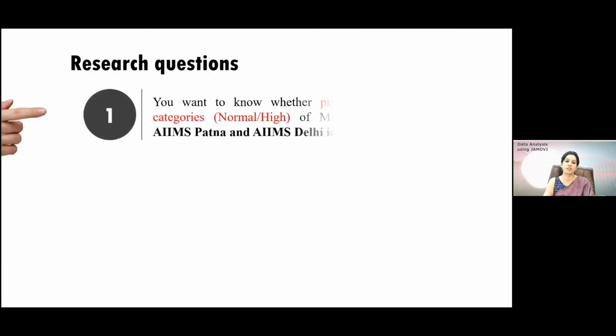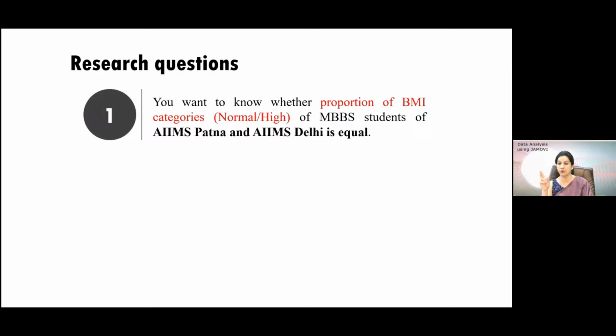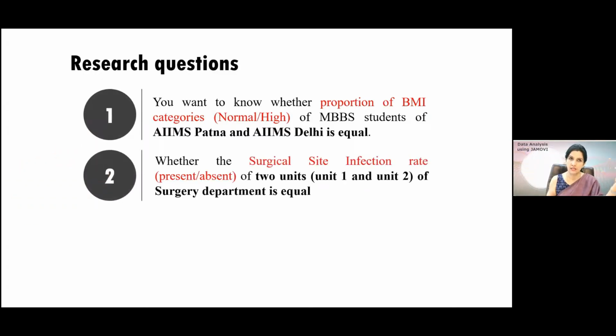So the research question could be, like, if you want to know whether the proportion of BMI categories, and you have defined the BMI categories as 2 categories, you are not having 3 categories here, you are only having normal or high, of MBBS students of AIIMS Patna and AIIMS Delhi. So the study design is important here. We will emphasize this. You are having 2 independent populations. You are taking students of AIIMS Patna and you are taking students of AIIMS Delhi. Another research question could be the surgical site infection rate of 2 units, maybe in the same hospital, unit 1 and unit 2.